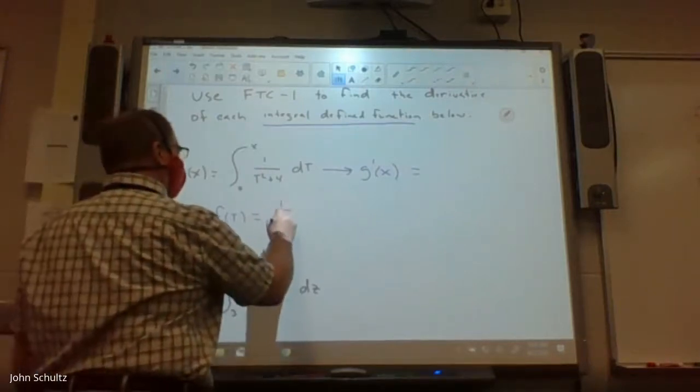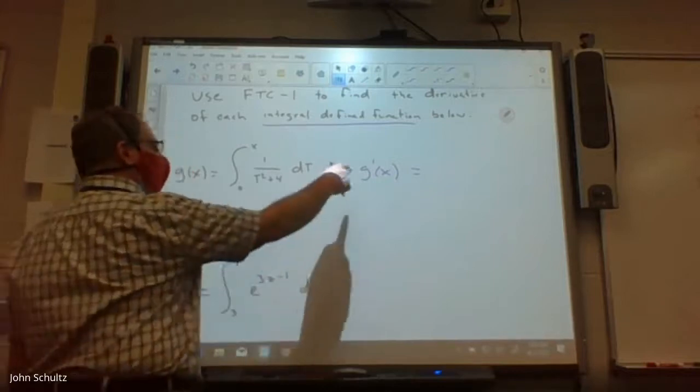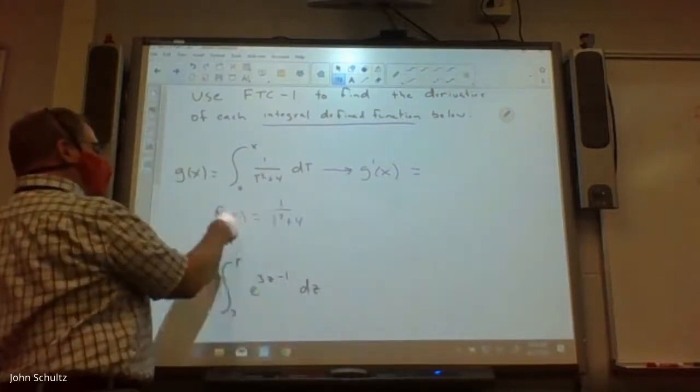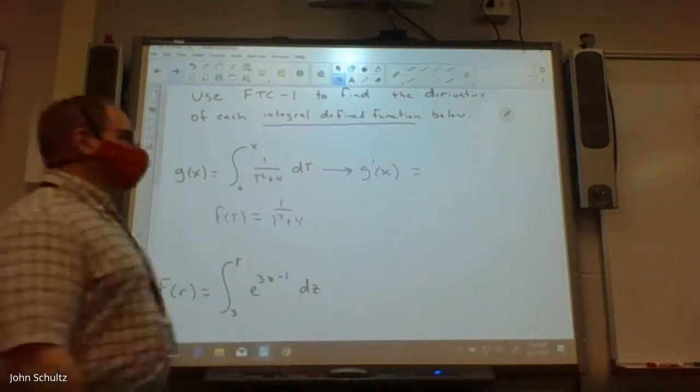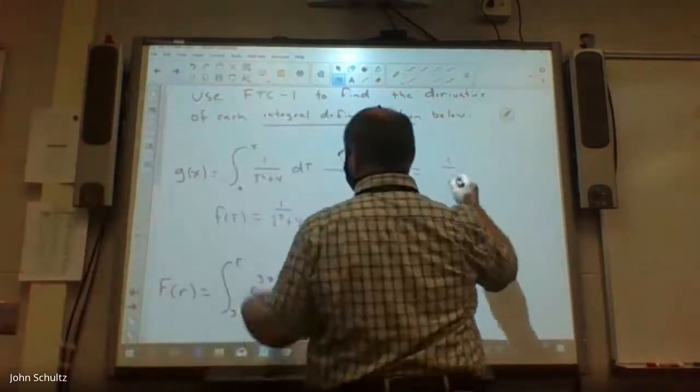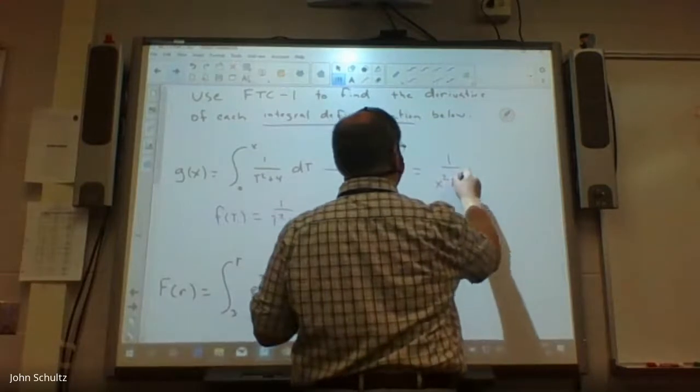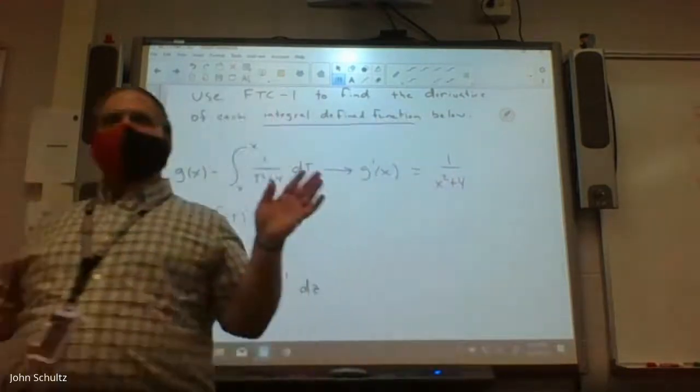1 over t squared plus 4. So if I want to find the derivative of g, I take that function and evaluate it for what? x. So what's it going to be? 1 over x squared plus 4. Done.